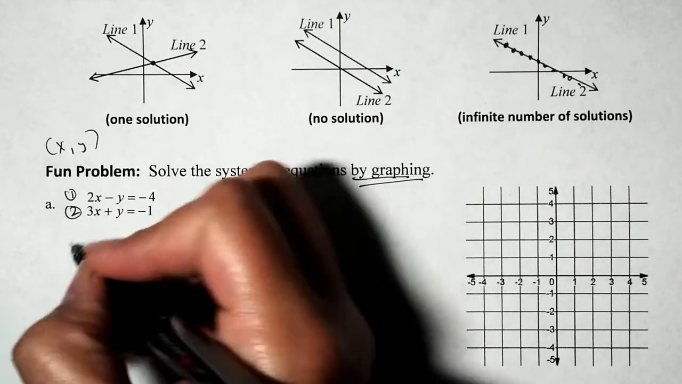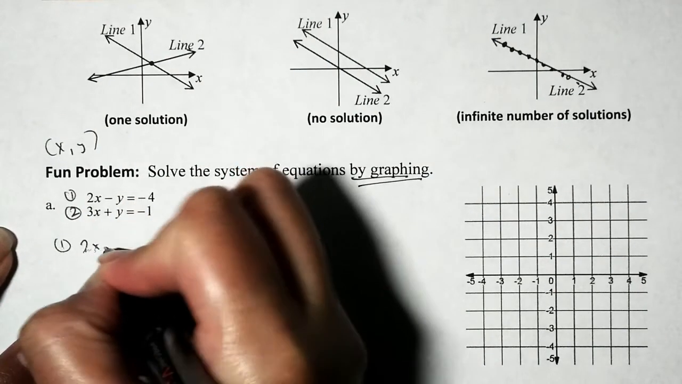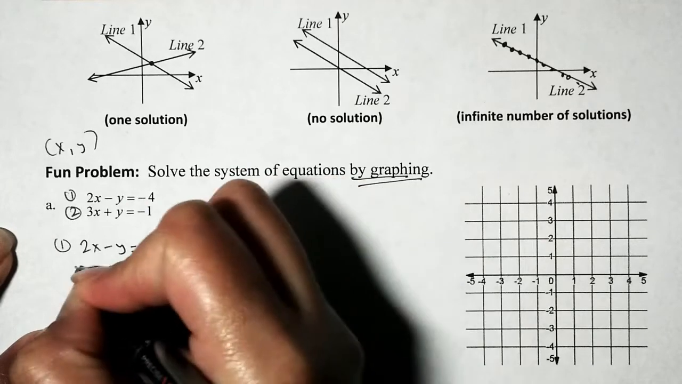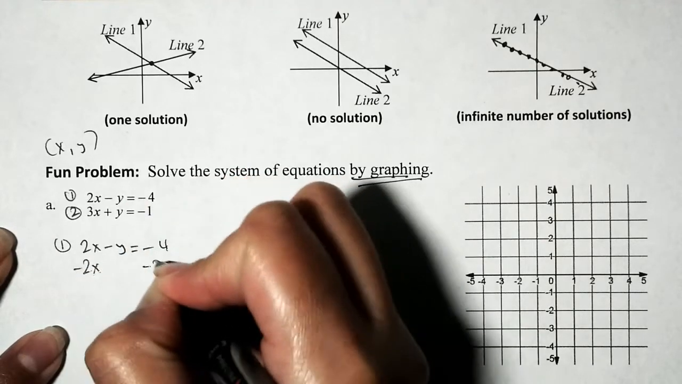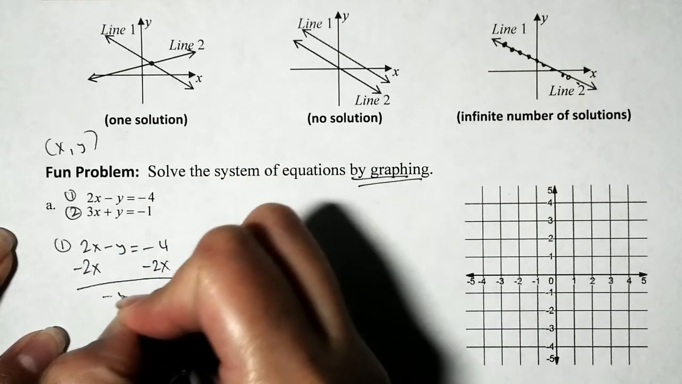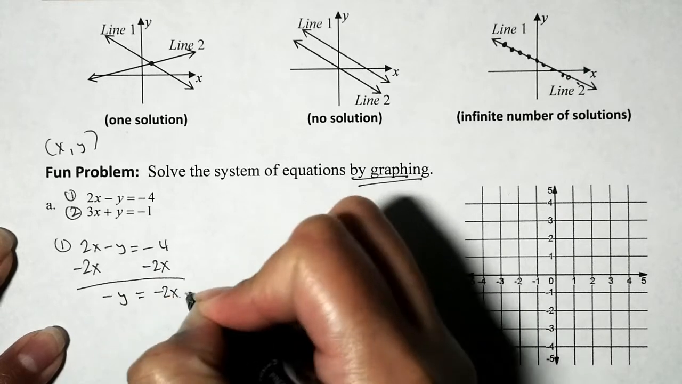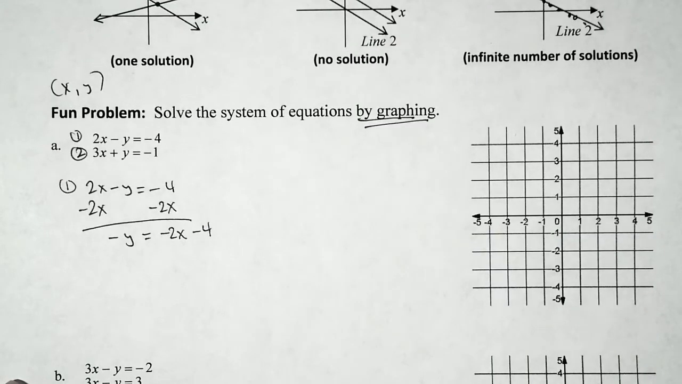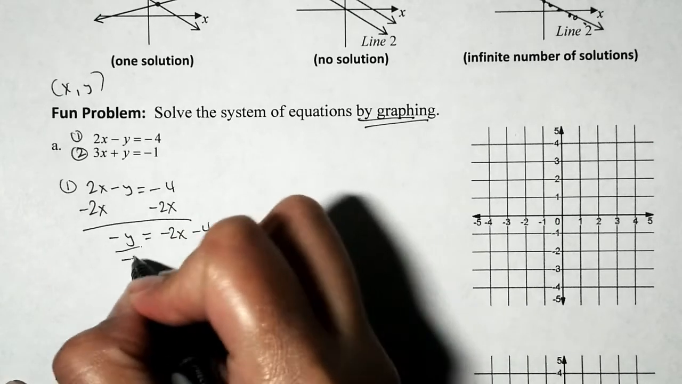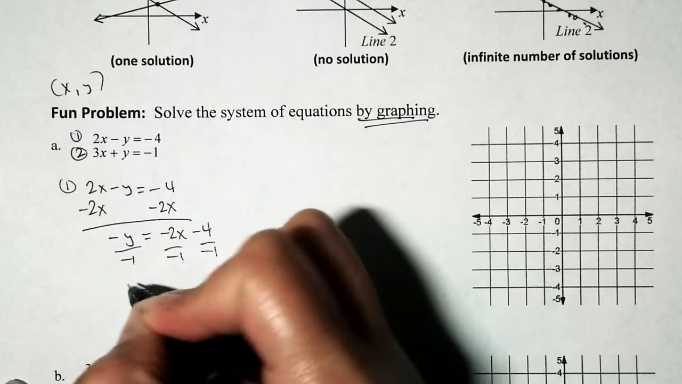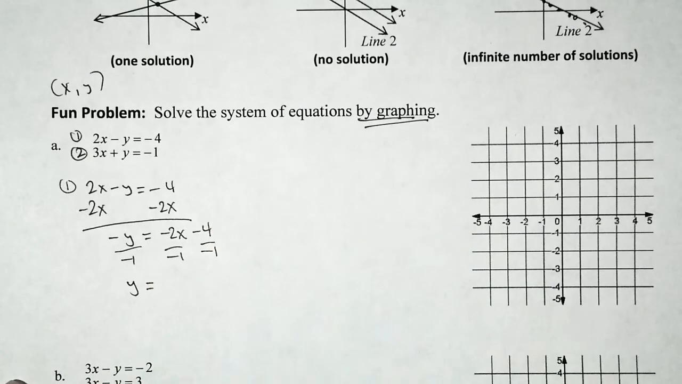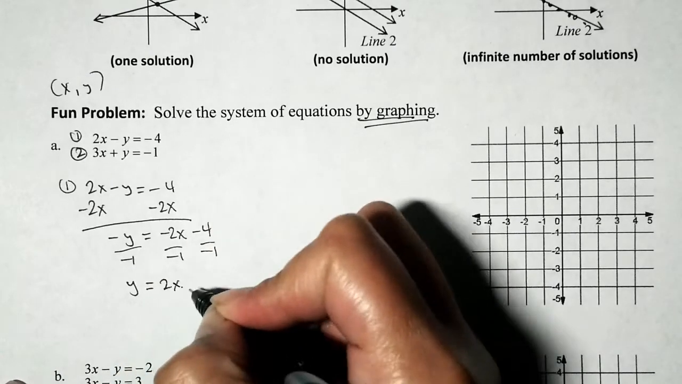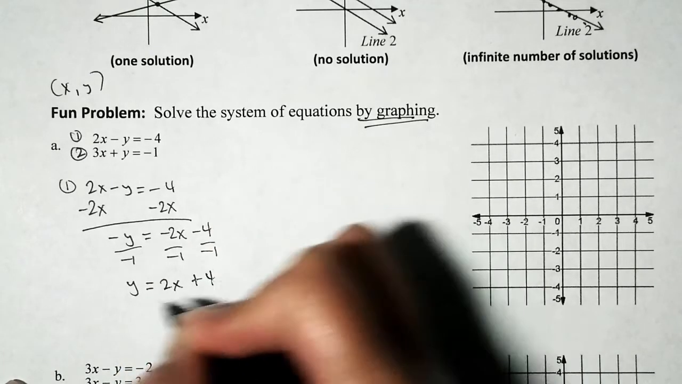Let's take our first equation and write it in slope-intercept form. So we take our time to isolate the y term. After we subtract 2x from both sides, that will leave us with negative y equals negative 2x minus 4. To finish it off, to get rid of the times negative 1, we're going to divide both sides by negative 1, and that will leave you with y equals 2x plus 4.